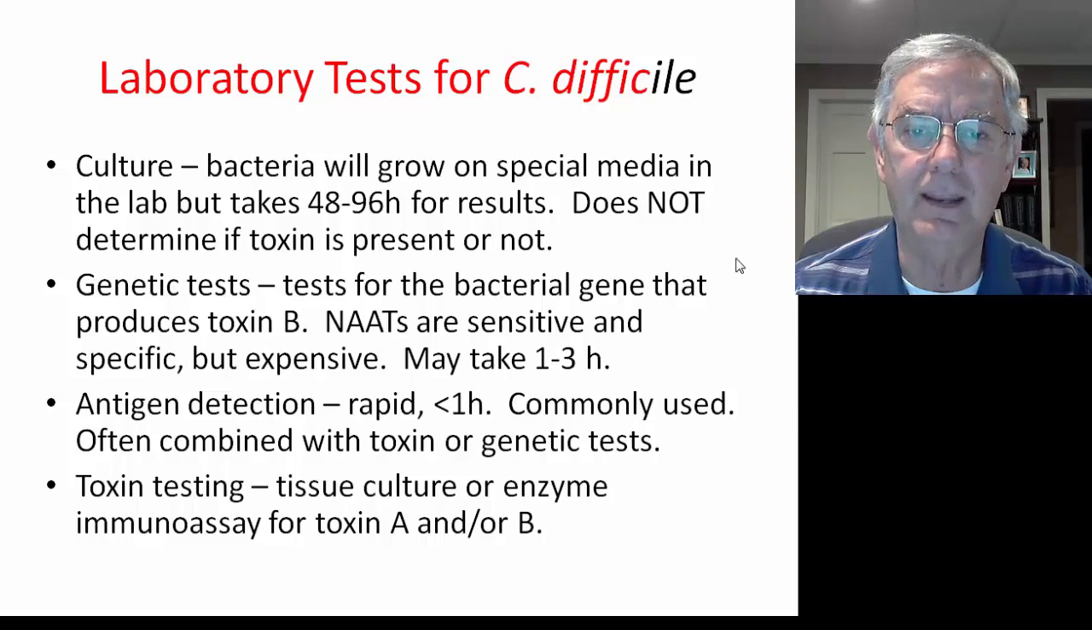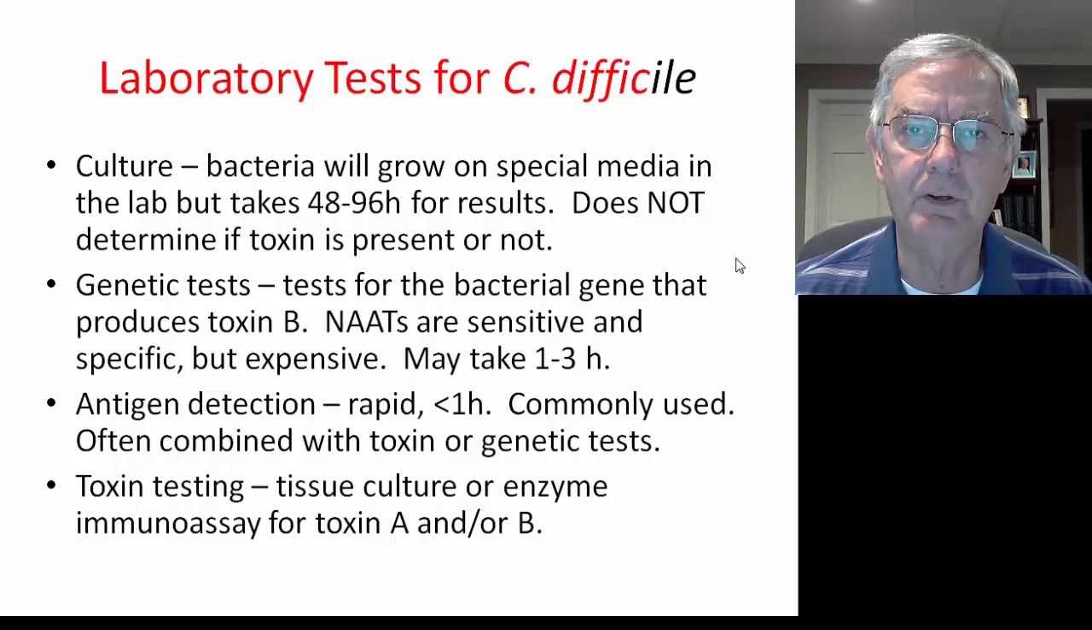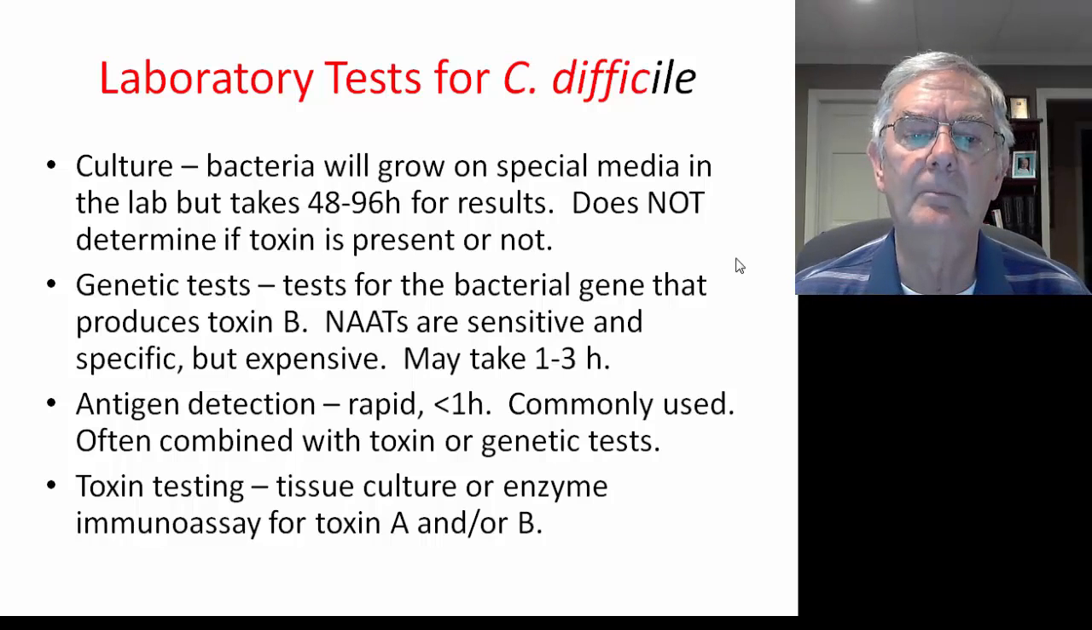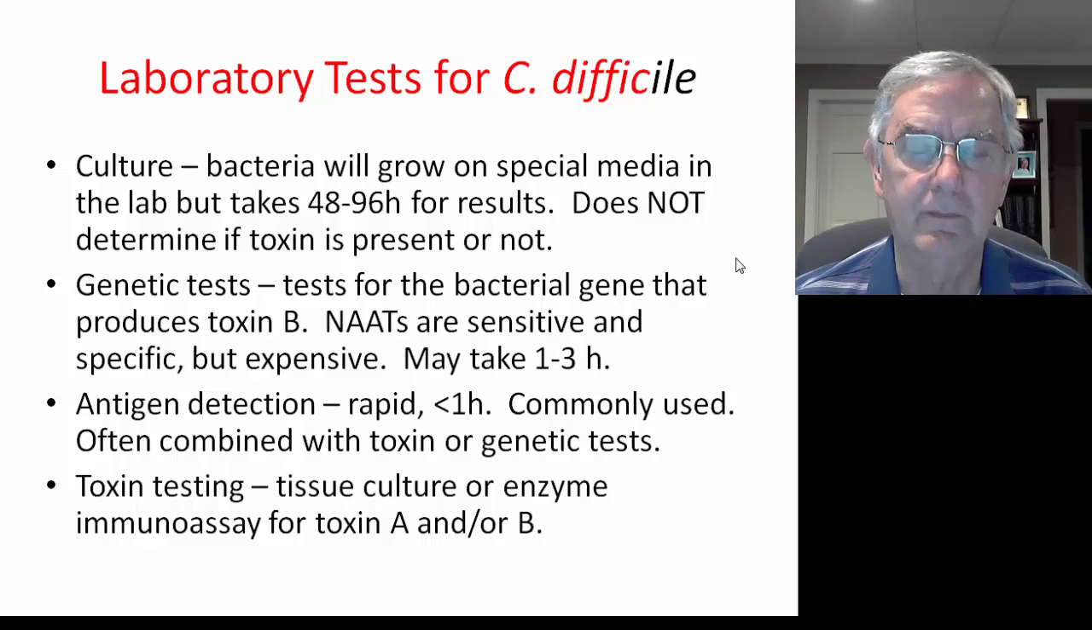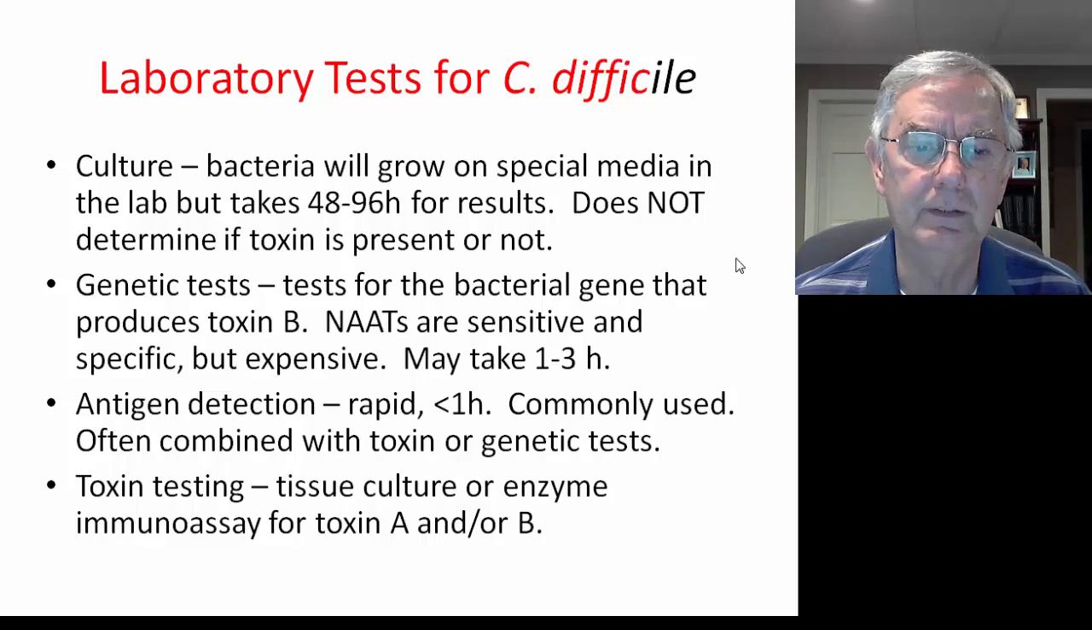The genetic test, the nucleic acid amplification test, is another. This tests for the bacterial gene that produces the toxin. It does not test for the toxin itself. So NAATs are very sensitive and very specific, but they are a lot more expensive. We can get these results within 1 to 3 hours, depending on the type of PCR you're using.